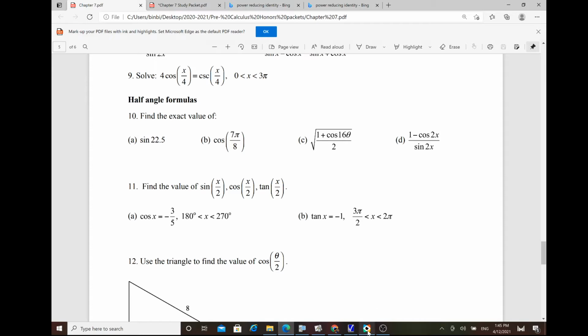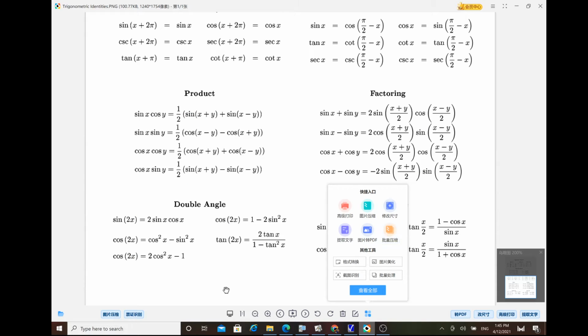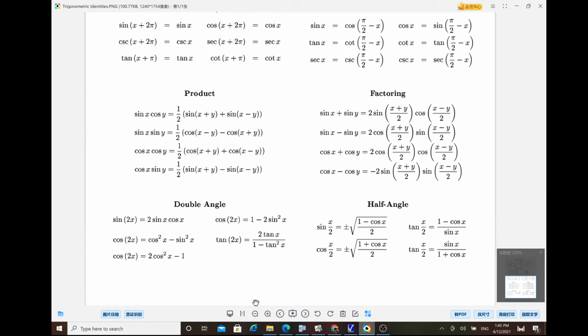For the half angle formula, we have the following. Sine of x over 2 equals plus or minus the square root of (1 minus cosine of x) over 2. Cosine of x over 2 is plus or minus the square root of (1 plus cosine of x) over 2. The reason it's plus or minus is that it depends on the quadrant where the half angle is landing, whether that's quadrant 1, quadrant 2, quadrant 3, or quadrant 4.